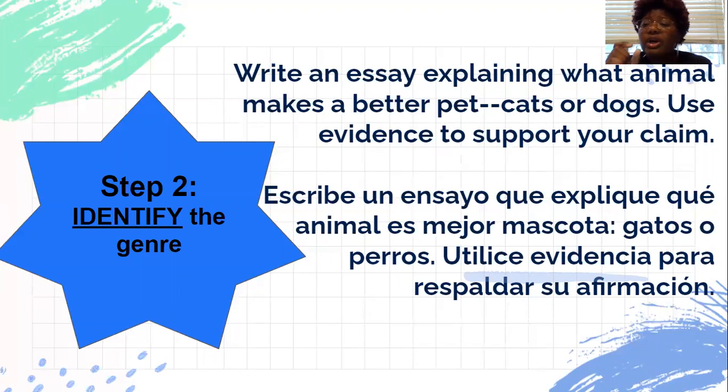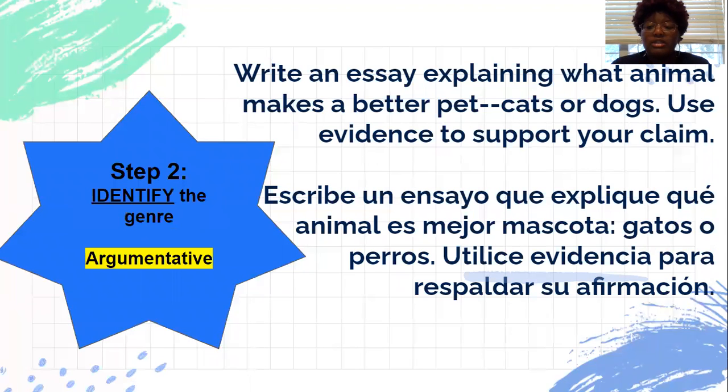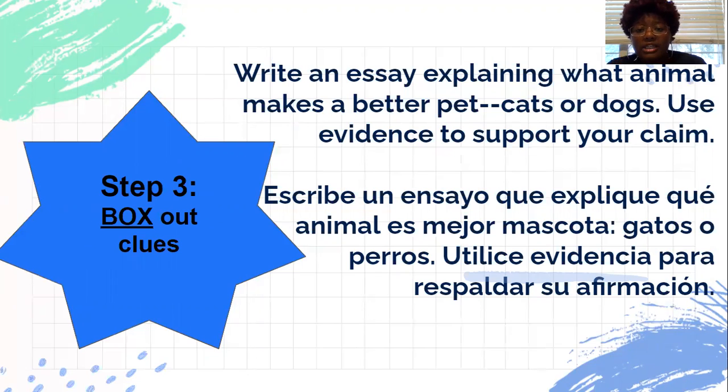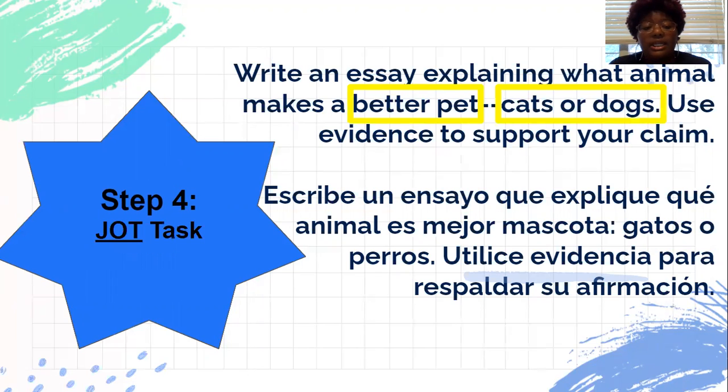I also see the words evidence and claim. It says use your evidence to support your claim. Those 2 key words tell me also that this is going to be an argumentative essay. So now that I've identified the genre, I need to box out my clues. I know that I'm focusing on which one's a better pet, and I'm focusing on if I prefer cats or dogs. So those are the main clues for my essay. Lastly, I need to jot down the task. What do I need to include in my essay to get full credit?